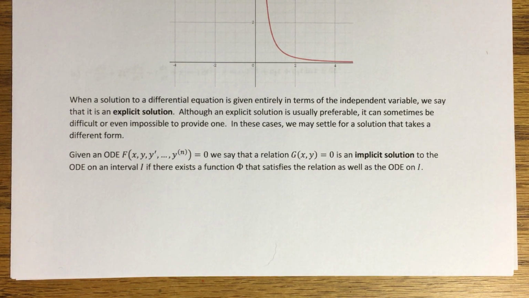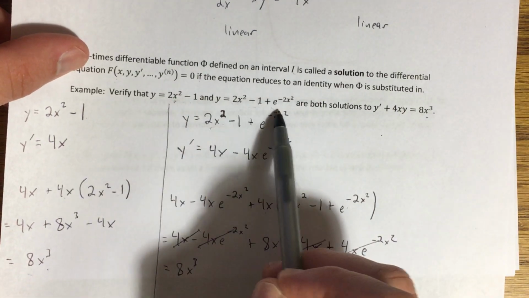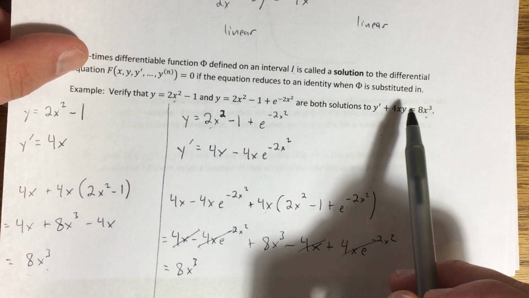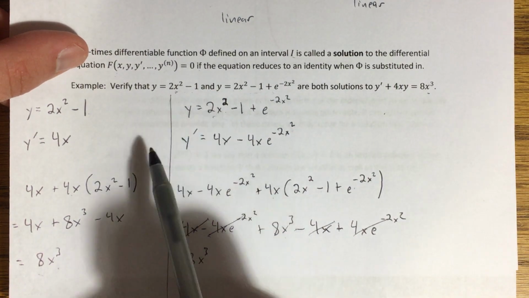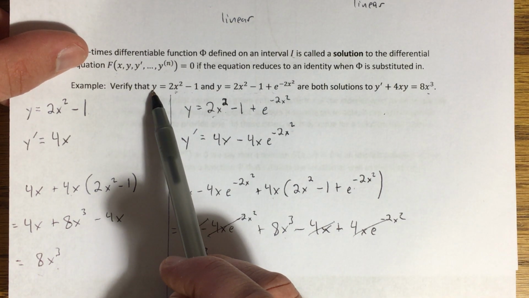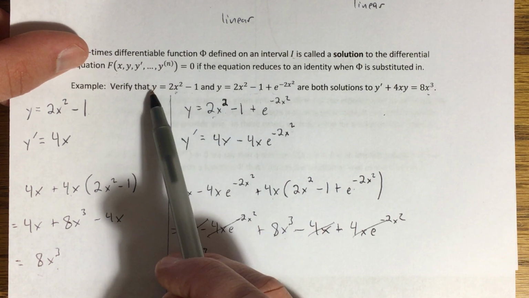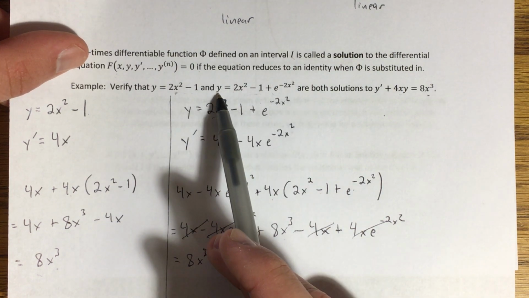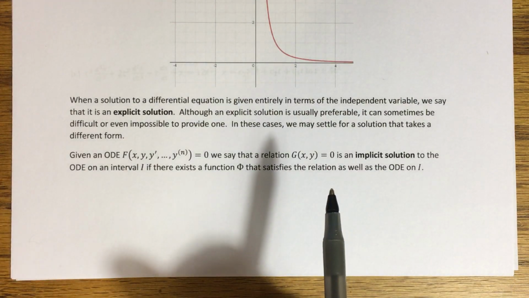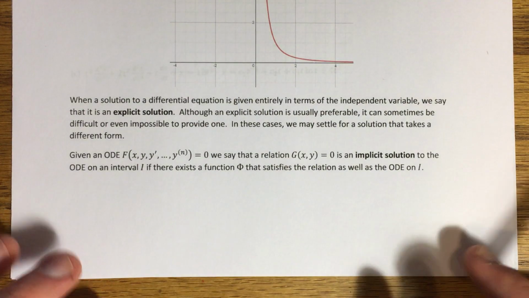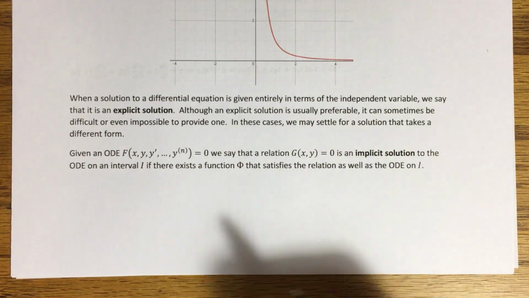Over here in the example that we just did, the two solutions that we verified as solutions to this differential equation are what we call explicit solutions. An explicit solution is a solution where the dependent variable is isolated and it's given in terms of just the independent variable, y equals a function of x. Same thing here, y equals a function of x. It's not that uncommon that finding an explicit solution for a differential equation is very difficult or even impossible.